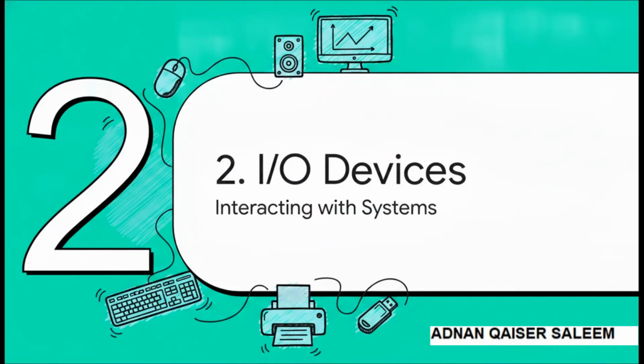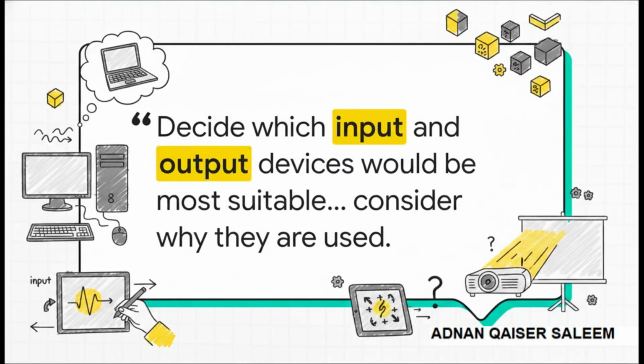Section 2. Input and output devices. Time for another critical exam cheat code. The test isn't just a basic vocabulary quiz where you point out a mouse or a monitor. No way. The examiners are going to give you specific, real-world computing scenarios. You'll need to decide the most suitable device and justify exactly why it's the right tool for the job based on how it actually works. Application is absolutely key here.